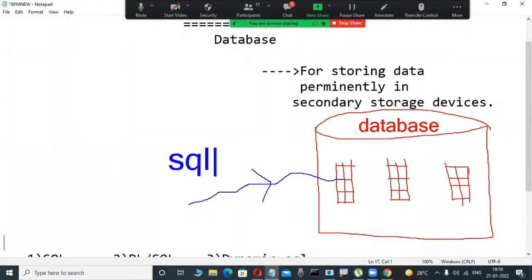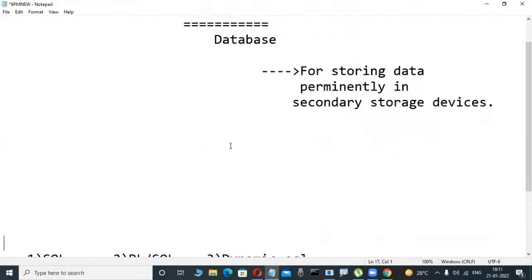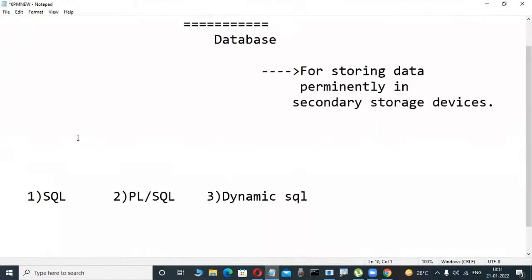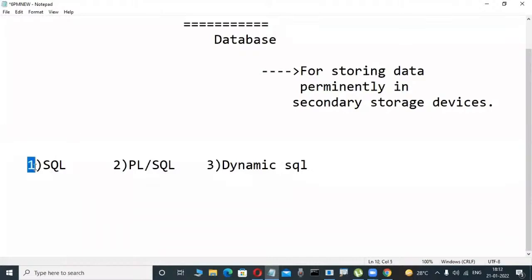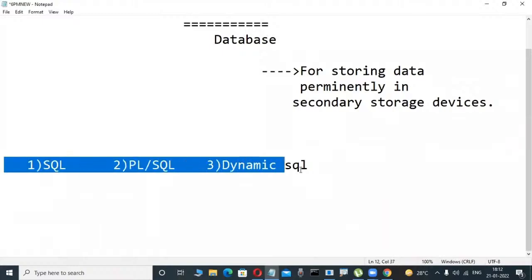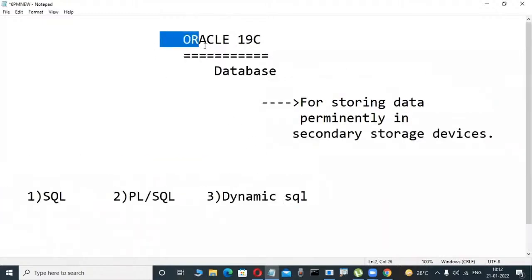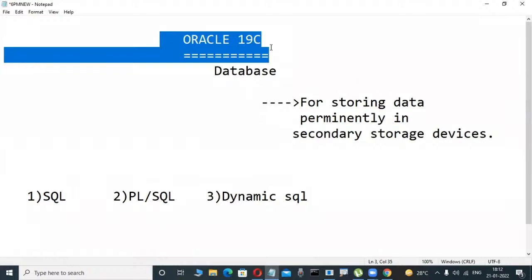Up to this point, I told you yesterday, just small things. If you want to operate this Oracle software, we use SQL, the structured query language. Another language is PL/SQL, procedural language extension for SQL. Another language is dynamic SQL. Through these three languages, we operate this Oracle software in your companies.